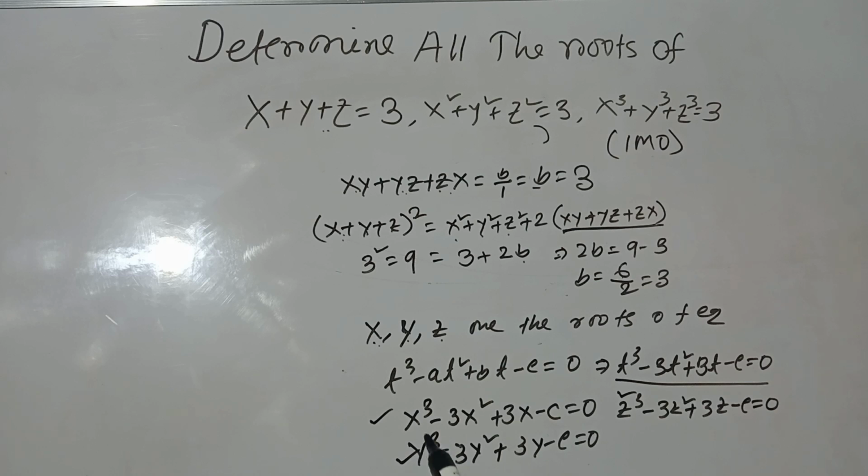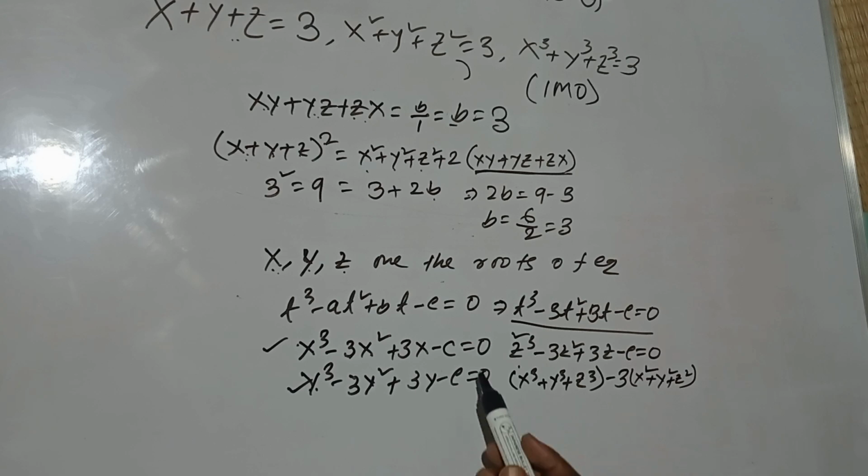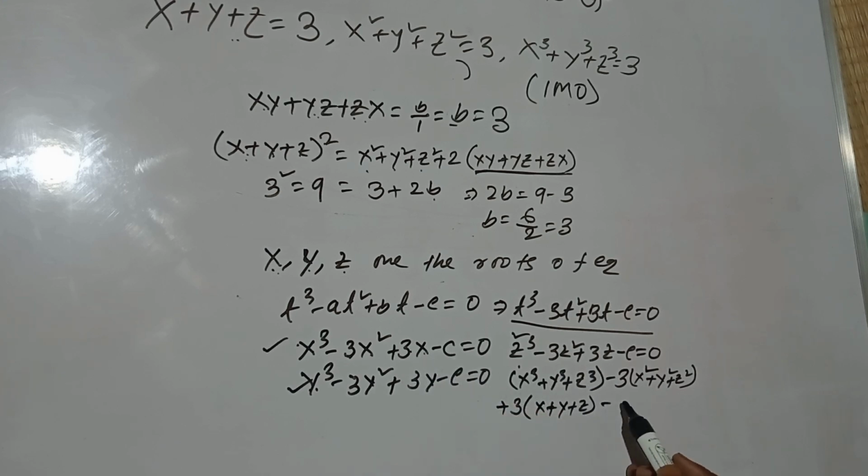If we add these three equations, we'll get x cube plus y cube plus z cube. And this will be simply minus 3 x square; we can take 3 common, and what is left is x square plus y square plus z square. So minus 3 times (x square plus y square plus z square), and it will be simply plus 3 times (x plus y plus z), taking 3 common, and it will be simply minus 3c.